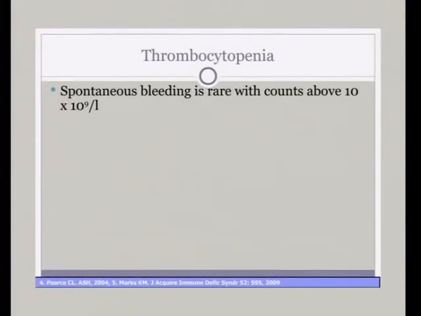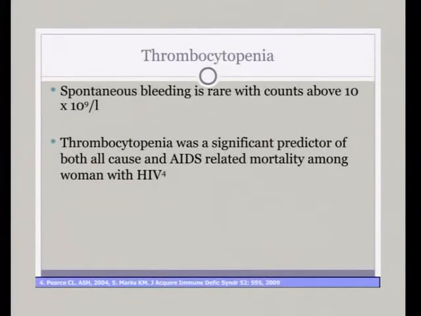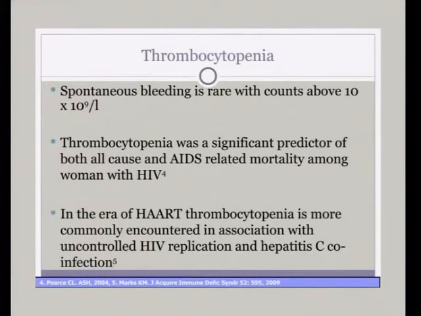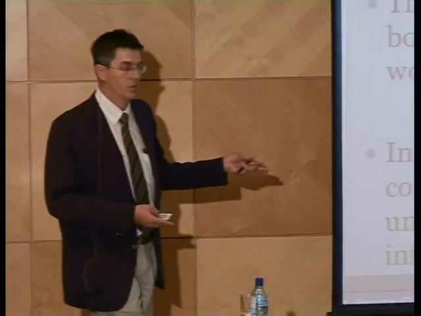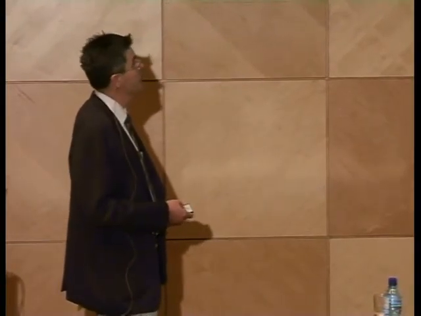Spontaneous bleeding is rare in counts that we see usually associated with HIV, and we rarely see that patients bleed spontaneously if the count is more than 10. Thrombocytopenia is a significant predictor of both all-cause and AIDS-related mortality amongst young women. That has been shown. In the era of HAART, it is more commonly encountered in association with both two things: high HIV replication, and hepatitis C co-infection. So I think that is something that we need to be able to show, whether the patient has co-infection with hepatitis C.